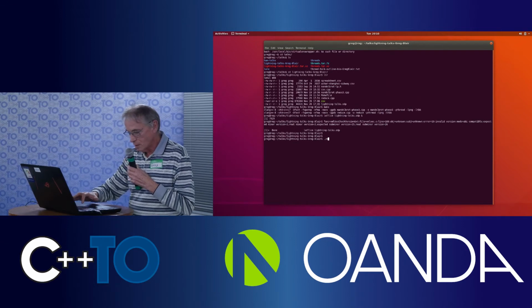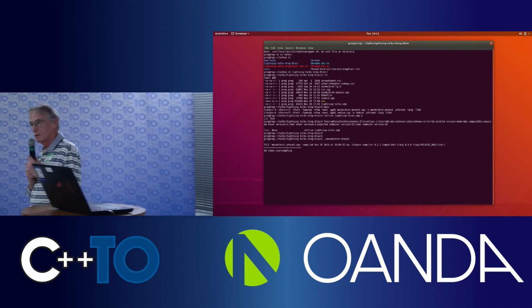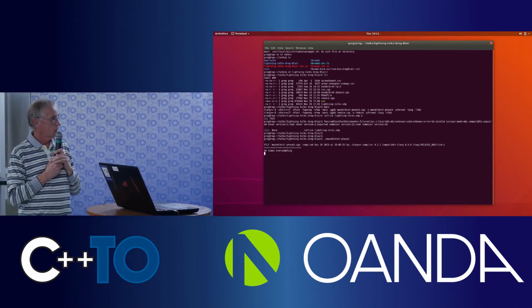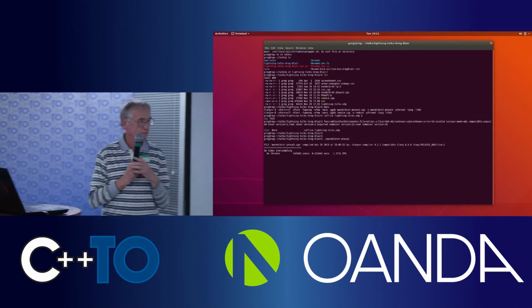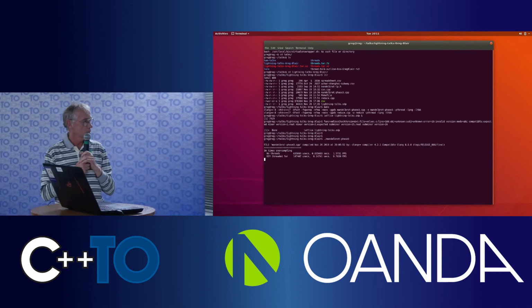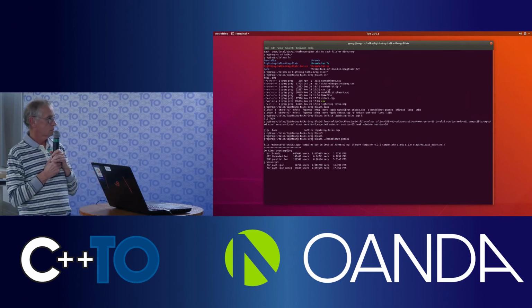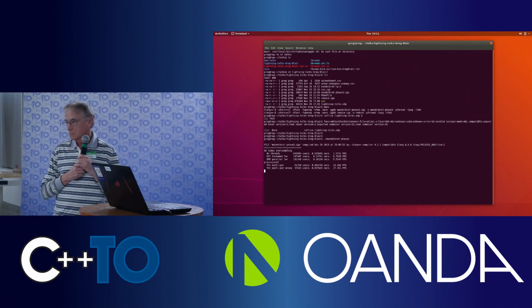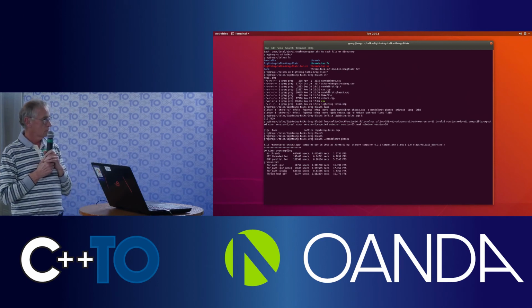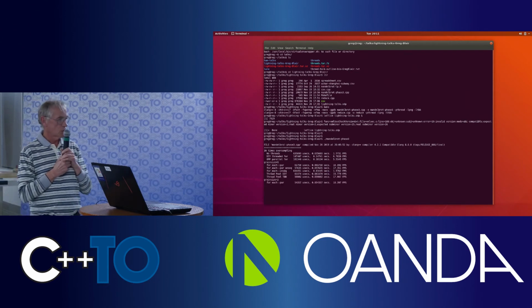And now to run the puppy. So this was the Clang compiler. So grain size 1, grain size 2.